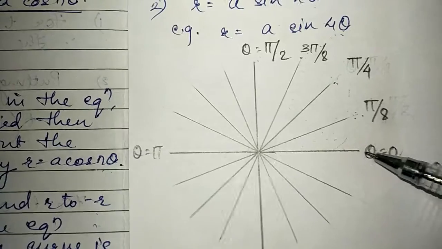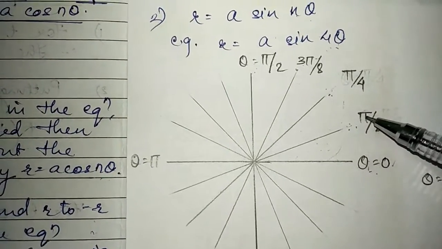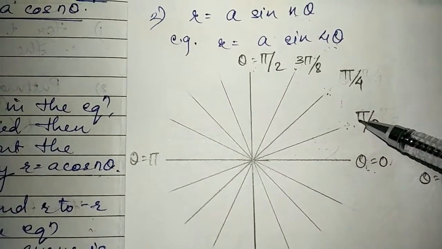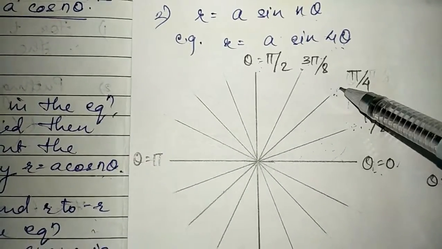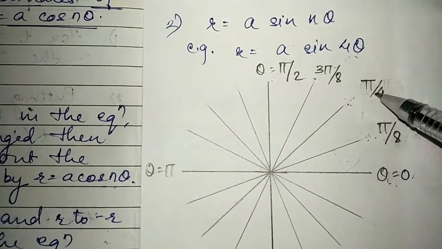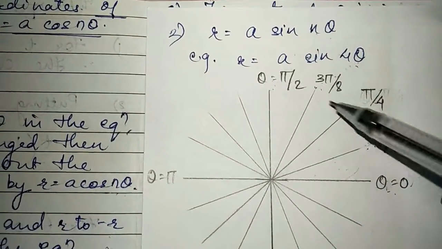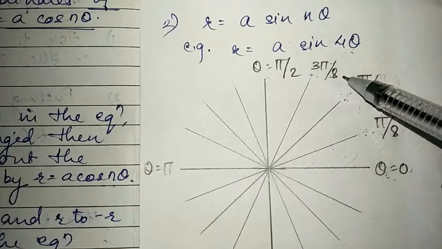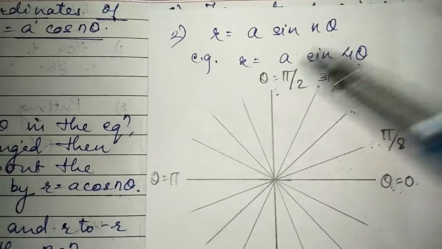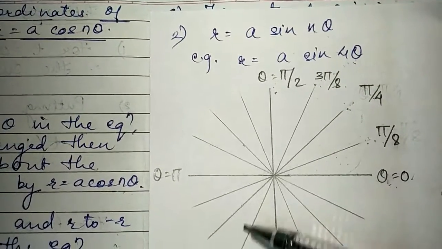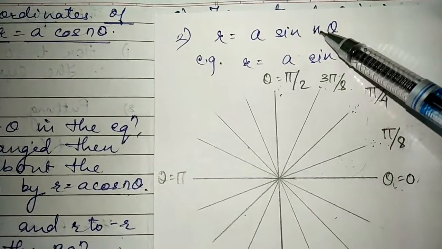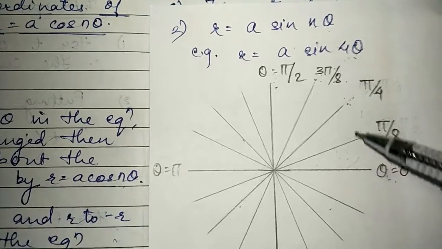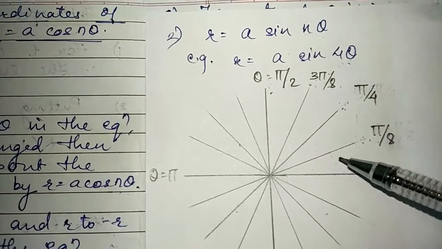So the first part ranges from theta is equal to 0 to theta is equal to pi by 8. Next will be from pi by 8 to pi by 4. The third part will be from pi by 4 to 3 pi by 8. And the fourth part will be from 3 pi by 8 to pi by 2. Similarly, you can divide the second, third and the fourth quadrant. So depending on the value of n, we have to decide how many parts each quadrant will have.